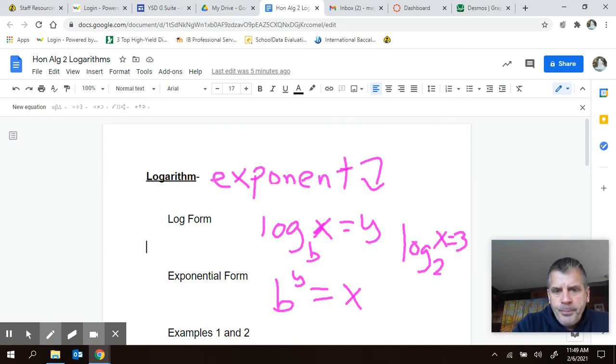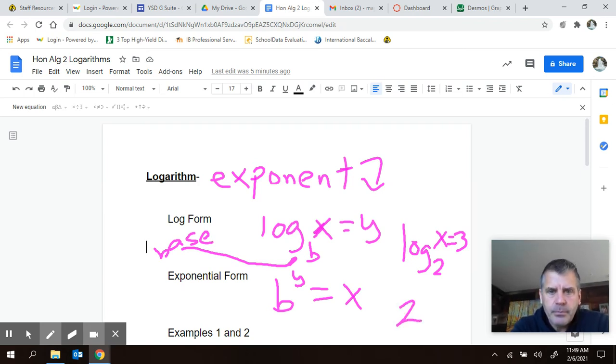What is the base? Well, the base is that number that is subscripted with the logarithm. So our base in this case would be 2. And so if we put it into its exponential form, we're going to raise it to its exponent or its logarithm, 2 to the third is what x would need to be for this to make sense. So you can say, well, what's 2 to the third? 2 times 2 times 2. Well, that's 8. Okay, well, x equals 8.